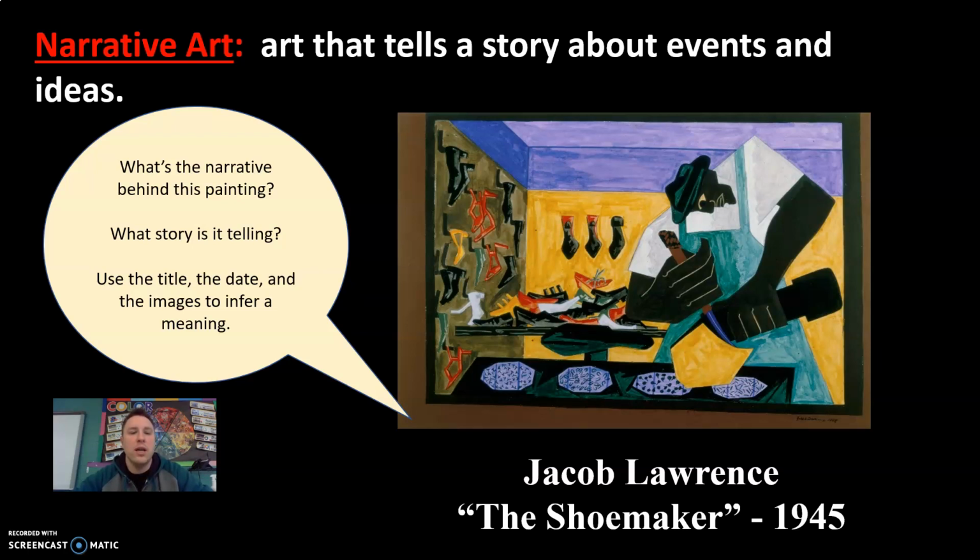So what we want to look at here is an image of one of Jacob Lawrence's paintings. It's called The Shoemaker. It was made in 1945, and we want to know what's the narrative behind the painting, what story is he telling, and you can use the title, the date, and the images to infer a meaning. So that's the second question on your entrance ticket, and we're just going to investigate that real quick as a class.